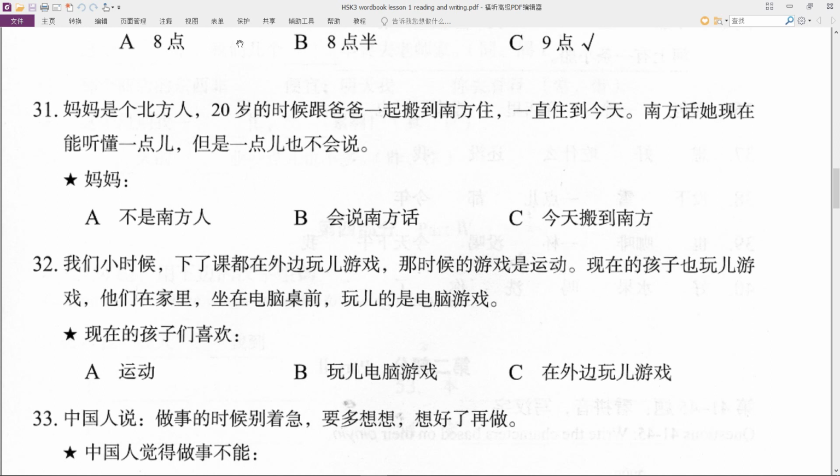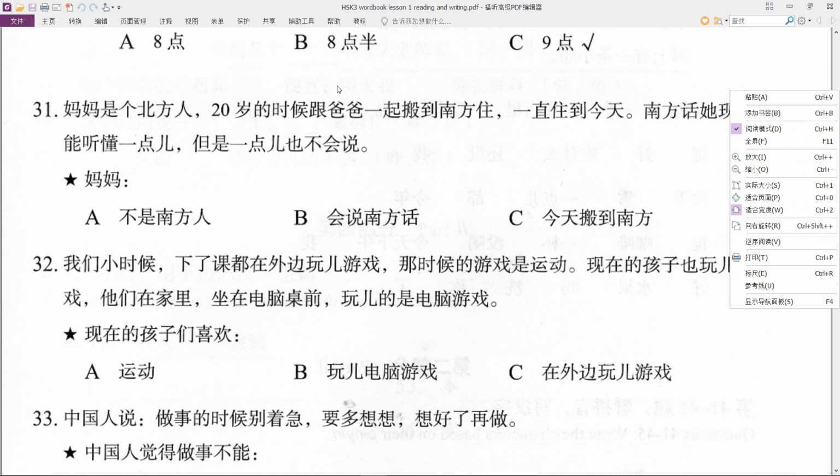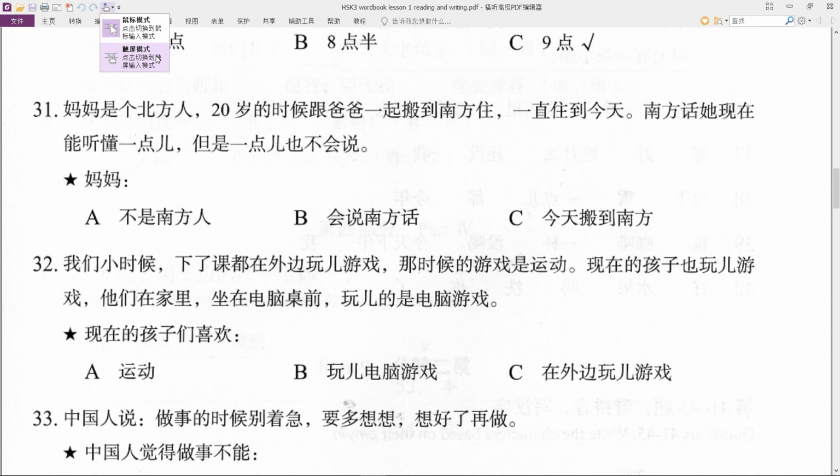Let me see if I can use a pen or something. Okay. Sorry, probably not easy. I couldn't find one. If I can use a pen, I can mark the answer.